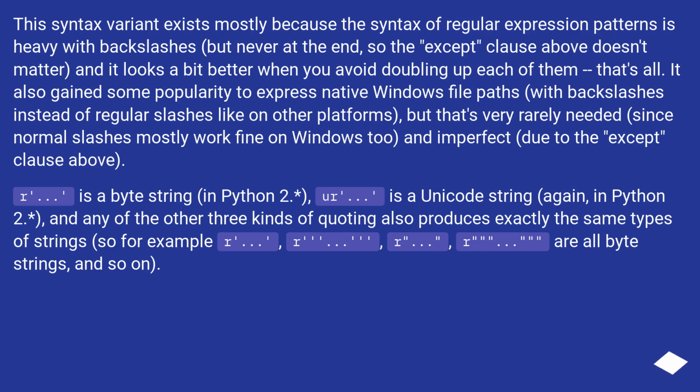A plain quoted literal is a byte string in Python 2, while the U-prefixed one is a Unicode string, again in Python 2, and any of the other three kinds of quoting also produces exactly the same types of strings, so for example the R-prefixed ones are all byte strings, and so on.